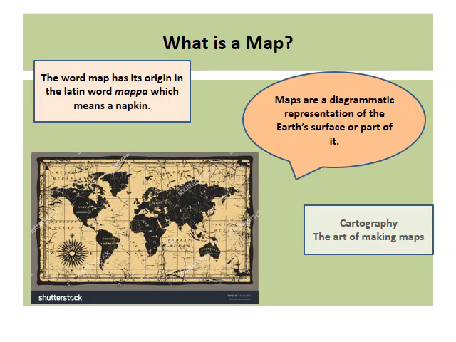Now, let us learn about what a map is. In fact, the word map has its origin in the Latin word mappa, which means a napkin. Maps are a diagrammatic representation of the Earth's surface or part of it. It normally shows the natural features and man-made structures like roads, towns, bridges, etc.